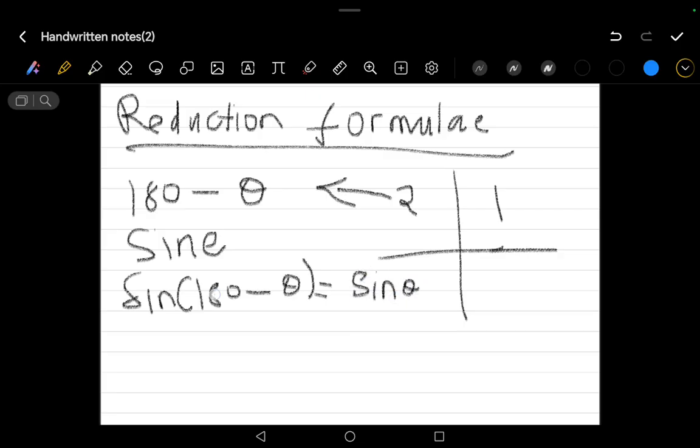So this is reduction. When we're talking about reduction, we're talking about this. Here we're focusing on the second quadrant, quadrant number 2. The reference angle is going to be 180 degrees minus theta. When we're talking about sine, it's going to be sine of 180 minus theta. When you reduce it, it's sine theta.